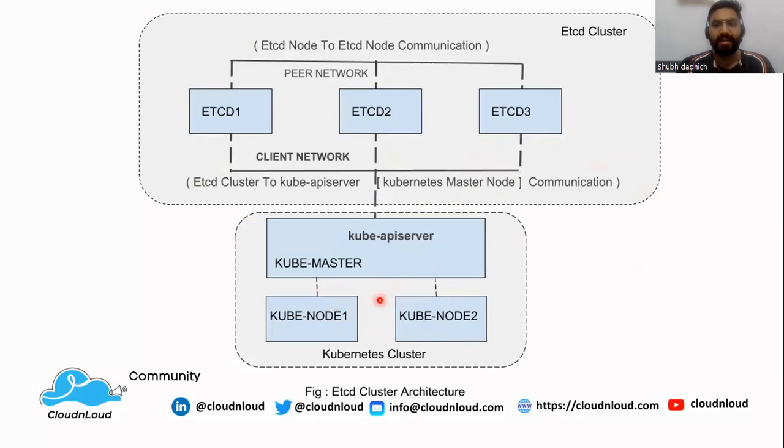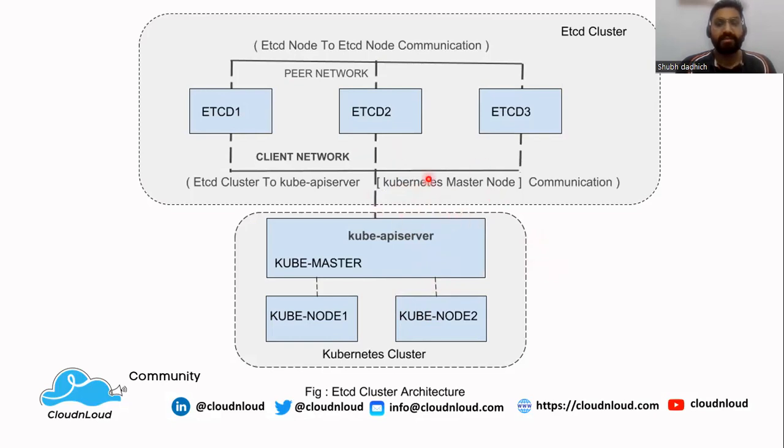etcd is consistent and highly available and stores the data in key value format, which is used as the Kubernetes backing store for all the cluster data, and it stores all the data used to manage the cluster. It is accessible only by the Kubernetes API server. Moreover, etcd is also a fault tolerant system. Now, what does that mean? It is able to continue to operate in the event of failure.